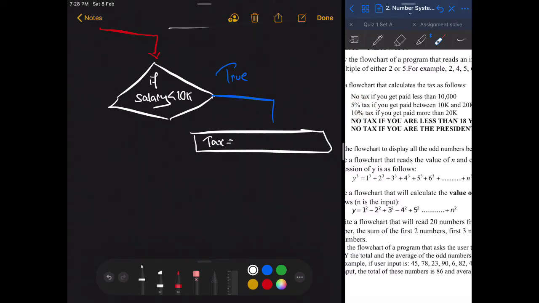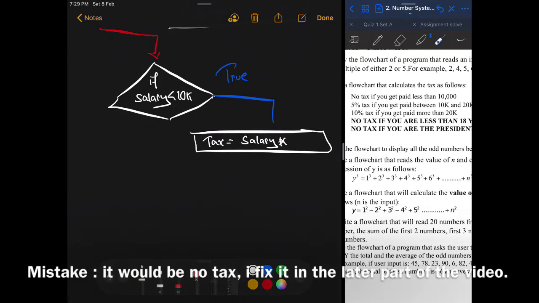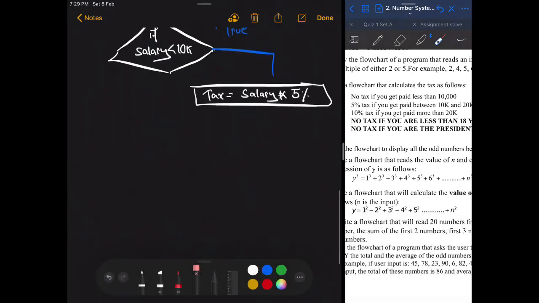So tax equals salary. So we're doing calculations or processes here. That's why we are using a rectangle. So salary into 5%, or you can write 5 by 100, whatever suits you. After that, when we found out that person's tax, we're just going to show the output, how much tax he is going to pay.